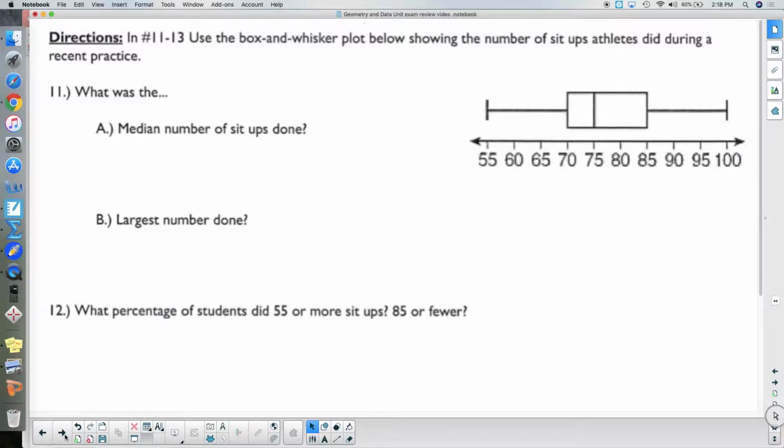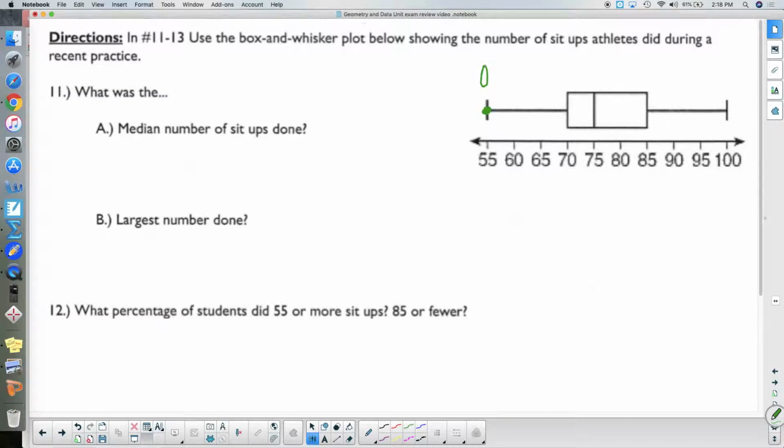When you jump up to number 11, you're using box and whisker plots, and we just want to do some reminders of how those are set up so that you have a slightly easier time with it. So when you look at a box and whisker plot, there were 5 important numbers. This was always the lowest data value, so in our case 55, and this is the number of sit-ups that some athletes did at practice.